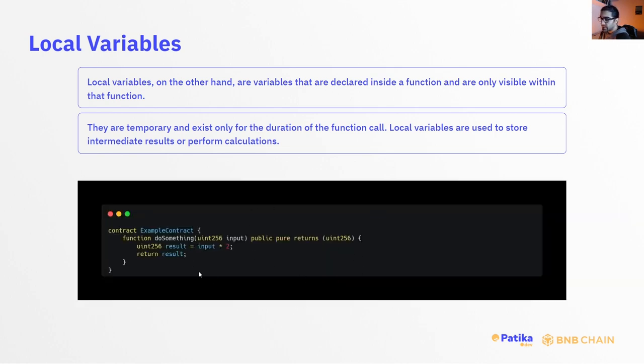So here is how we can create a local variable. For example, here result is a local variable, and when the execution of this function is done, we won't be able to see the result variable. We will just get the return value, then it will be discarded with the function call.